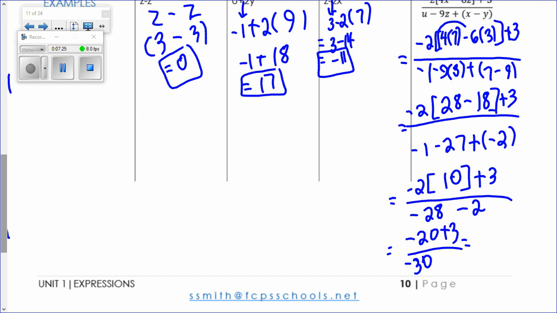Simplifying, I get negative 18 over negative 30. A negative divided by a negative becomes positive. When I simplify 18 over 30, I can say 18 divided by 6, and I get 3 at the top. 30 divided by 6, and I get 5 at the bottom. Simplified, I get 3/5.